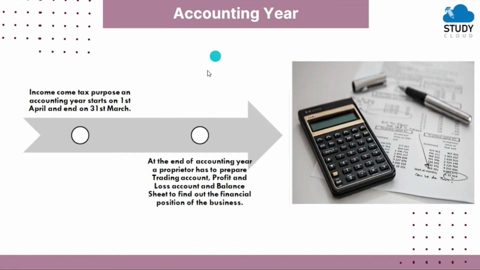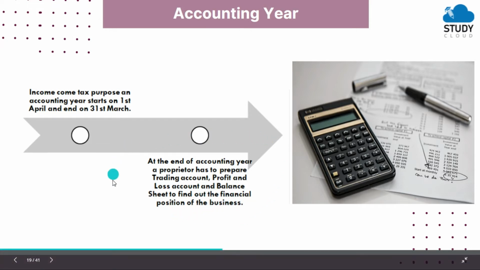Now accounting year. As per the income tax rules of our country, India, the accounting year starts from 1st April and ends on next year's 31st March. At the end of the accounting year, a proprietor has to prepare trading account, profit and loss account and balance sheet to find out the financial position of the firm. So this is a very important part, and there is one chapter about final accounts where we will study in detail how to make these two accounts and balance sheet.